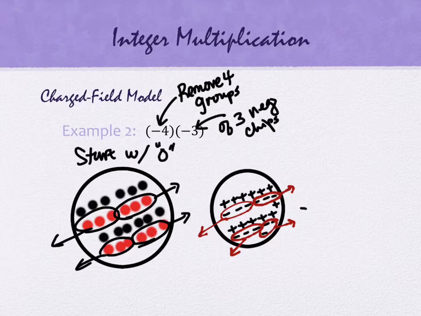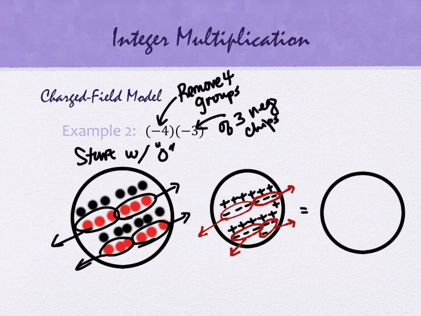And when I'm done with the charge field model that I finally drew, what do I have left? 12 positives. 12 positive chips.